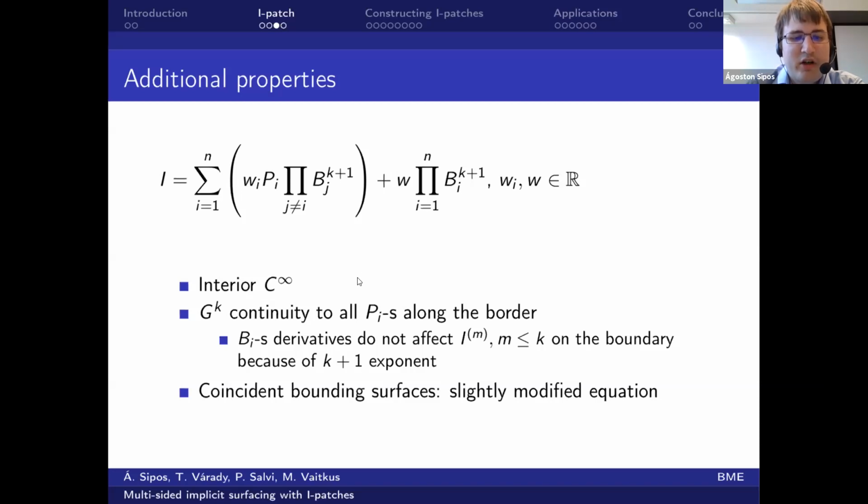The I-patch degenerates if one of the surfaces used in its definition coincides with another, so this has to be avoided. While the p_i-b_i pair should never coincide with one another, if adjacent primaries or bounding surfaces are identical, the problem can be overcome by slightly modifying the equation. You can see the detailed discussion in the paper.